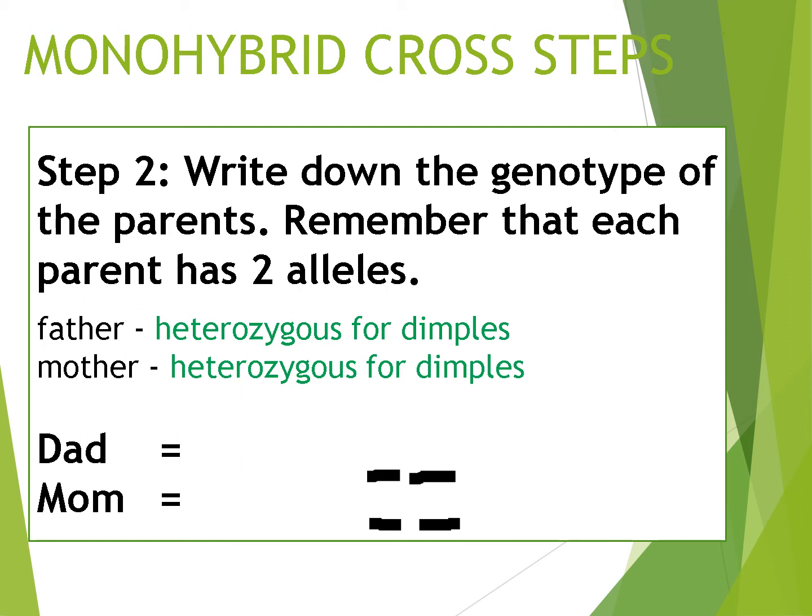So in our previous step, we used the uppercase letter D to represent dimples, which is a dominant trait, and the lowercase letter d to represent no dimples, which is a recessive trait. When we say heterozygous, it is a combination of an uppercase letter and a lowercase letter. So we will have the following genotype, since both parents have a heterozygous genotype.